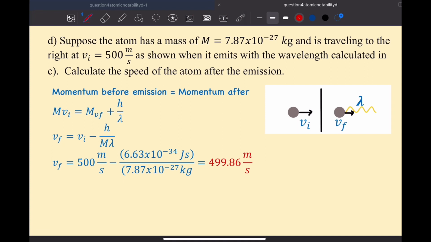And then plugging in numbers, you get a final speed of 499.86. So the atom does slow down. A photon does have momentum, but it's not a large momentum, so it only slows down by a very small amount.